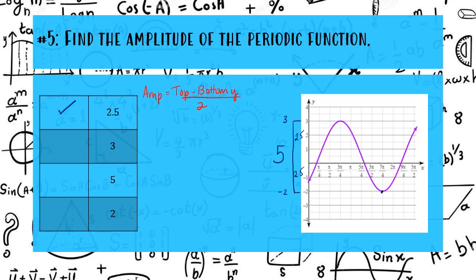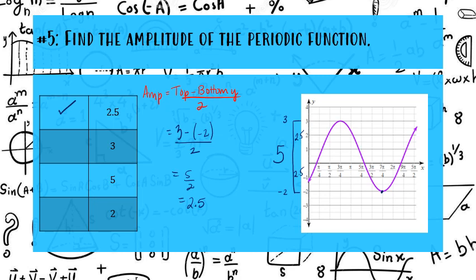If you want, you can use the formula. The formula for amplitude is the top y value minus the bottom. So in this case, the highest value is 3 minus the bottom value, -2, and then divide that by 2. So that becomes a plus, and you get 5 over 2. And that would give me 2.5 as well.